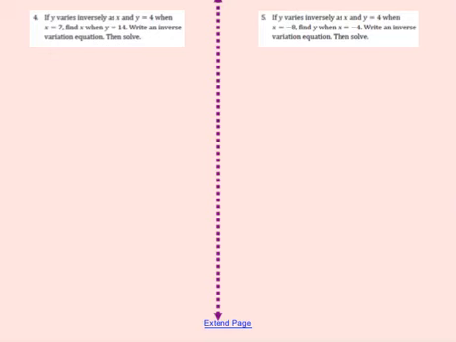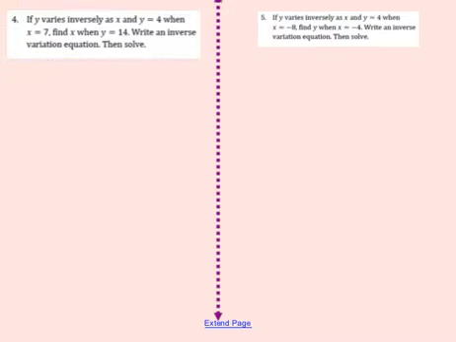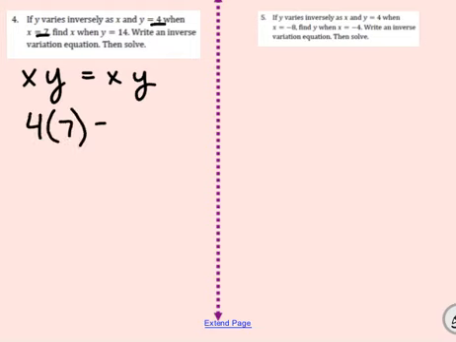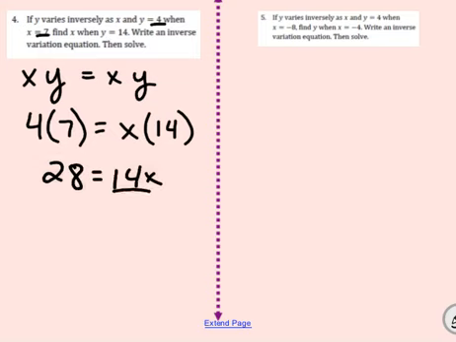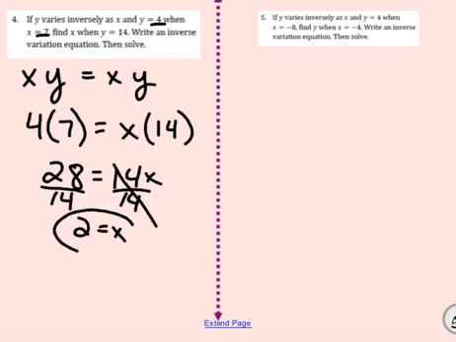Meaning, number 4, if y varies inversely as x and y equals 4 when x equals 7. So they're inversely proportional. What a lot of people do is they write xy equals xy because they're lazy. And then they go, 4 and 7 are together. So they'll go 4 times 7 equals x times 14. Then they get 28 equals 14x. Divide by 14, divide by 14, 2 equals x. So the value of x is 2 when y equals 14.